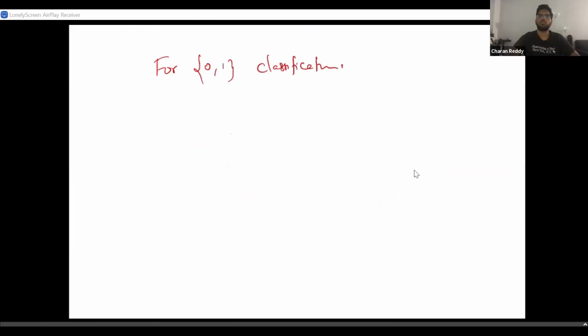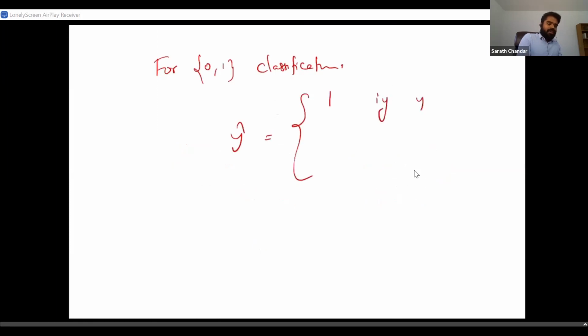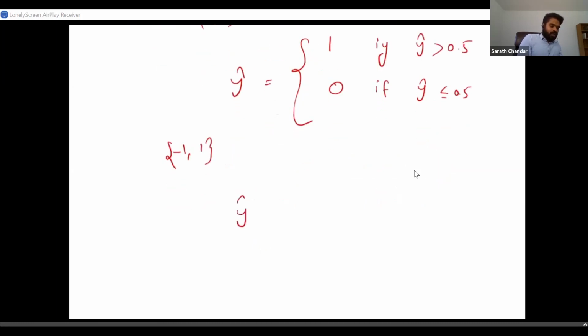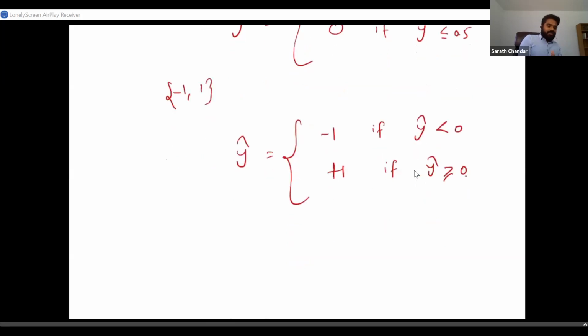So you have y hat. You can come up with a classifier which says y hat is 1 if my regression value is greater than 0.5, and 0 if my regression value is less than or equal to 0.5. Similarly, for -1/+1 classification, I could say y hat is equal to -1 if the value is less than 0, and +1 if the value is greater than or equal to 0.